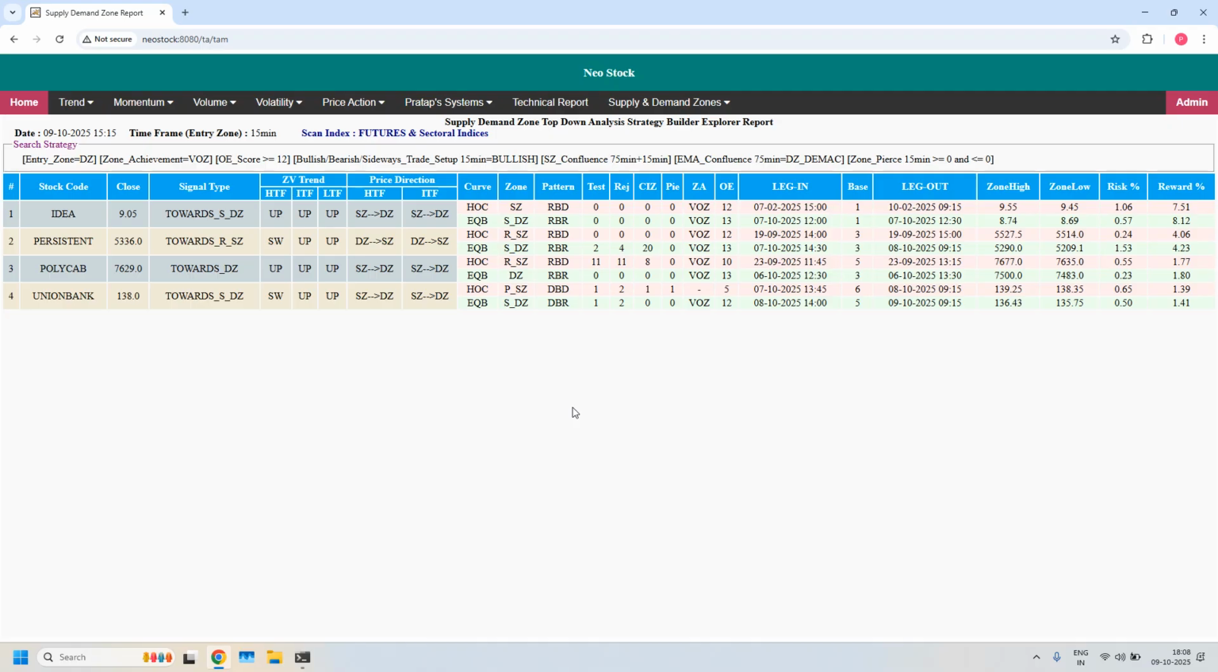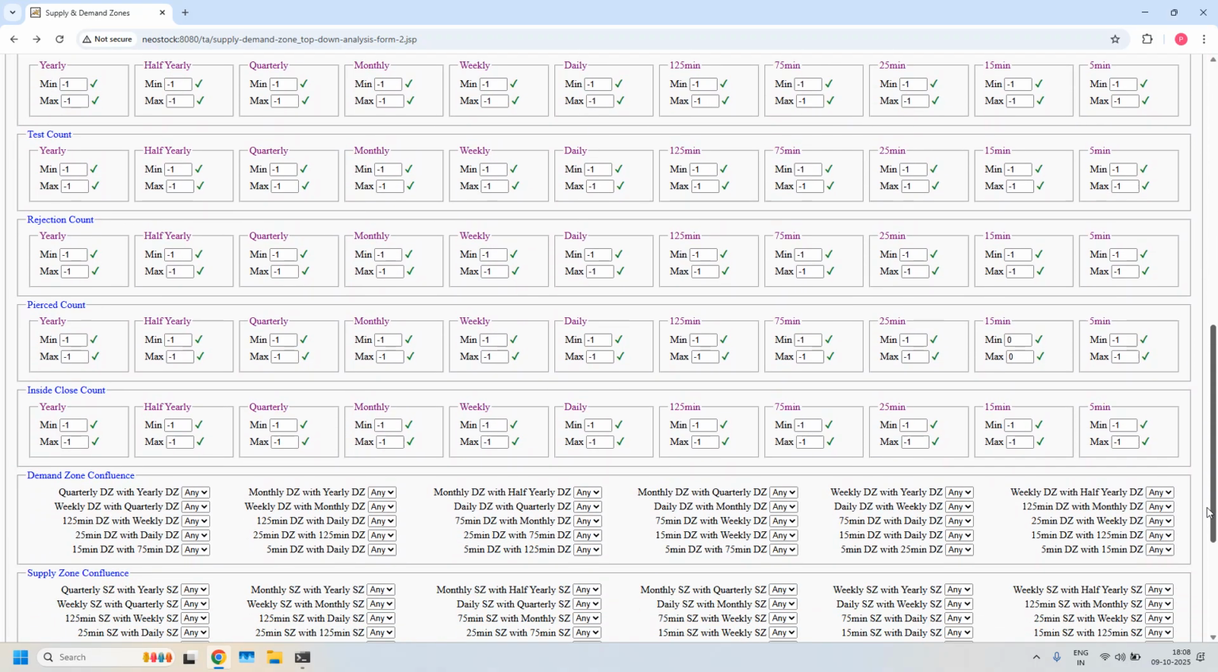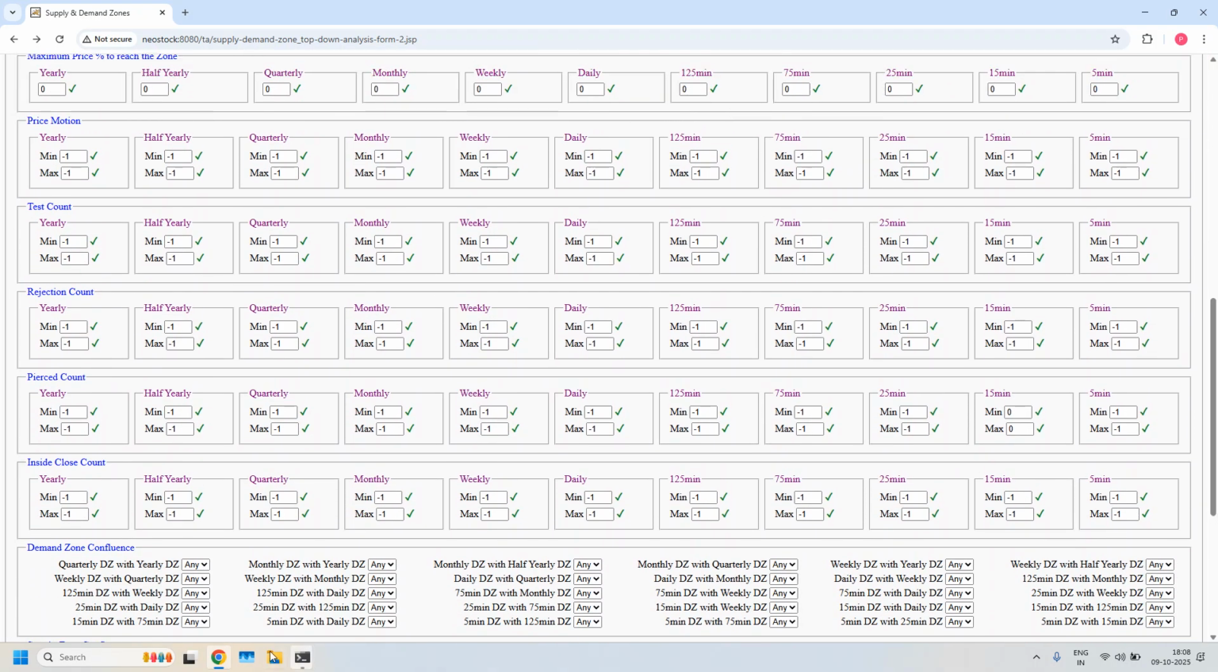Okay, next filter is LTF, ITF, HTF demand zone confluence, and then HTF EMA confluence. I am removing ITF EMA filter. In the demand zone confluence, 3 filters I am setting. 15 minutes and 75 minutes demand zone.